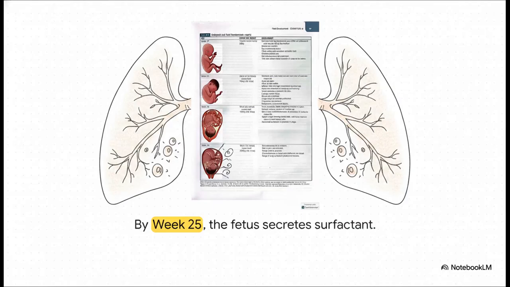And as we push forward to week 25, the physical adaptations become really remarkable. The fetus is now covered in fine hair called lanugo, and there's this cheese-like substance called vernix caseosa that coats the skin to protect it from becoming totally macerated by the amniotic fluid. But the real headline for week 25? The lungs begin to secrete surfactant.